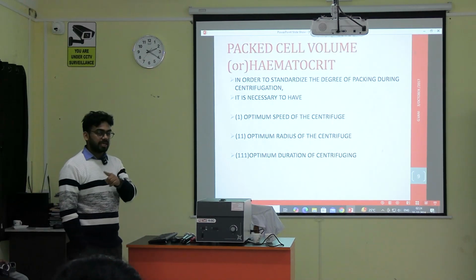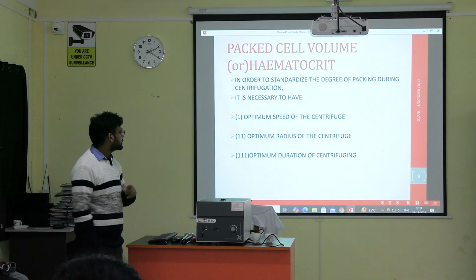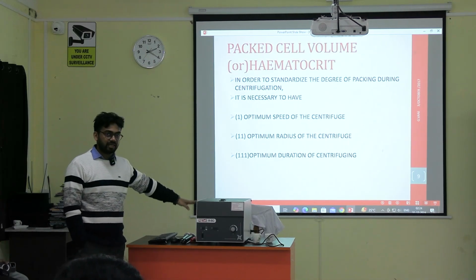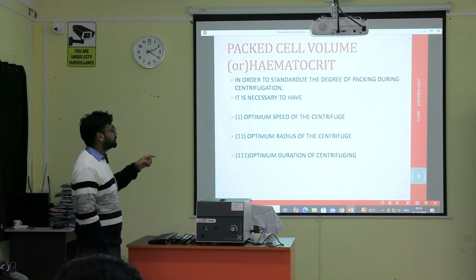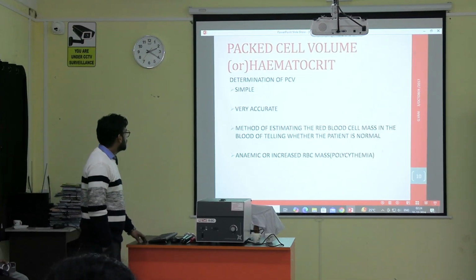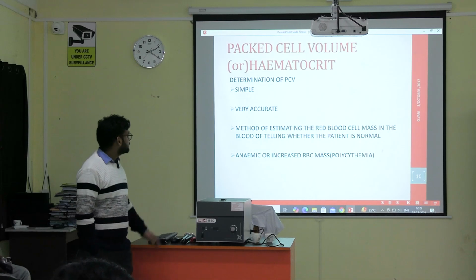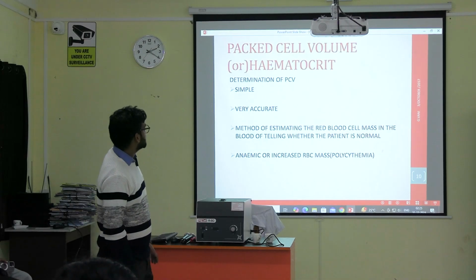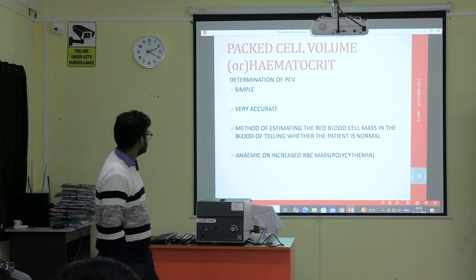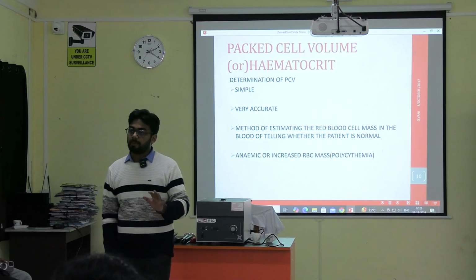Optimum speed, what did I say? 3000 RPM. The radius is fixed for each centrifuge machine, and the optimum duration for us is 30 minutes. It is a very simple and accurate method of estimating the red blood cell mass, to say whether it is normal or abnormal.